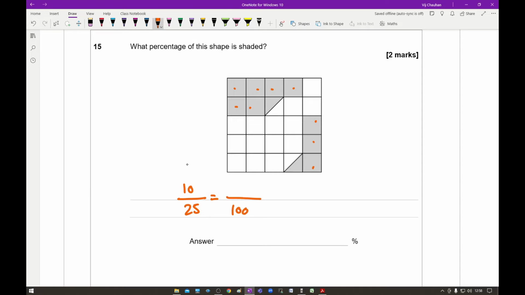So the easiest way is to get the denominator over 100, seeing as I've written it as a fraction. 25 times 4 gives me 100, so 10 times 4 is going to give me 40, and 40 over 100 as a percentage is 40%.